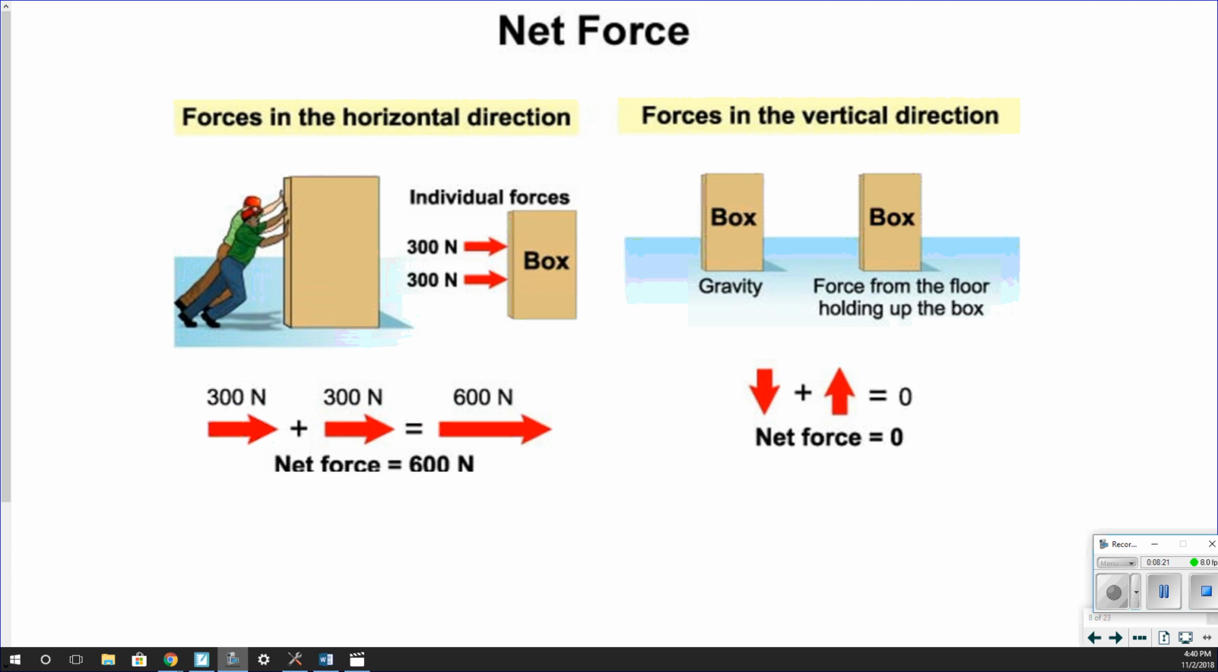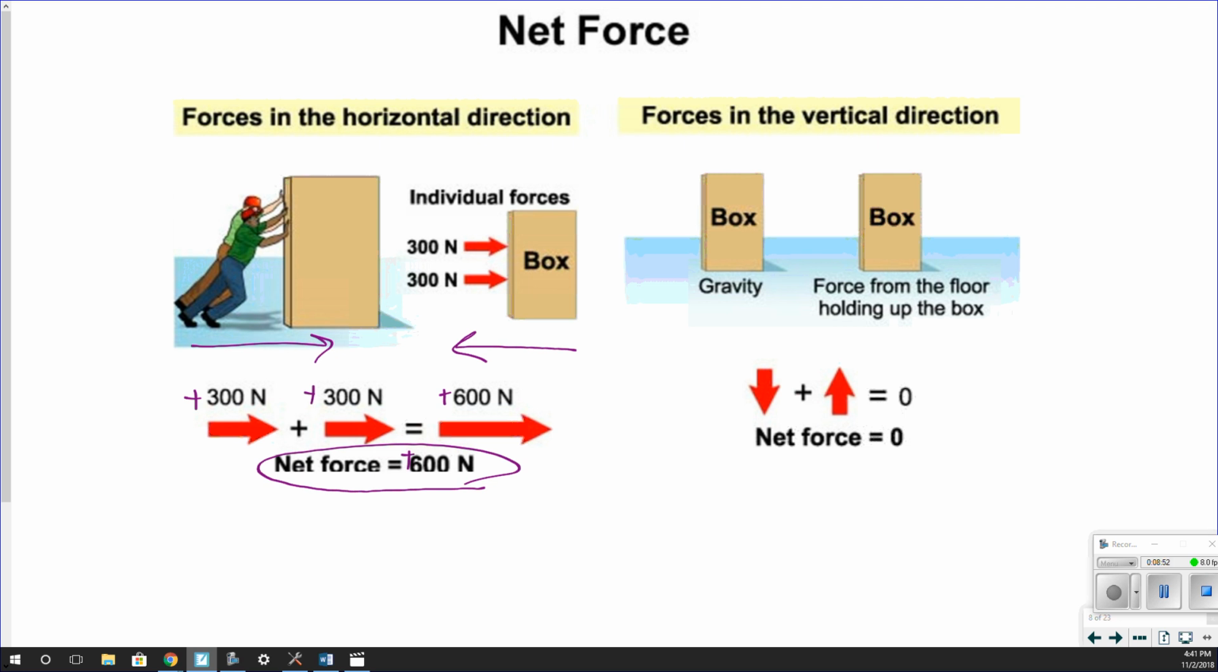So here we have 2 gentlemen pushing on our box. They're both pushing to the right, so that tells me that we have a positive force here. And when we have 2 positive forces going in one direction, we add them together. So our total would be 600 newtons. And because I don't have any forces acting to the left, our net force is positive 600 newtons.